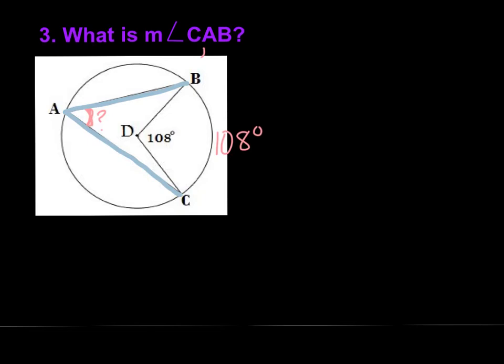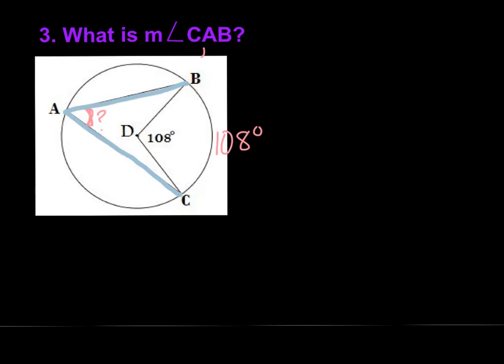Okay, if you look at that angle CAB, what kind of angle does it look like? Does it look like a central angle or does it look like an inscribed angle? Remember, a central angle has to start from the middle, and we already decided that this angle here, BDC, is our central angle. So that means that angle CAB is going to be our inscribed angle.